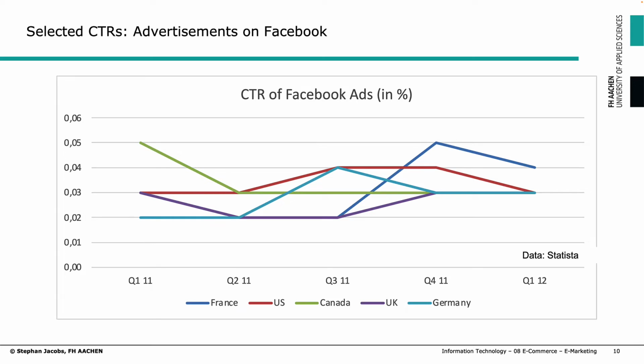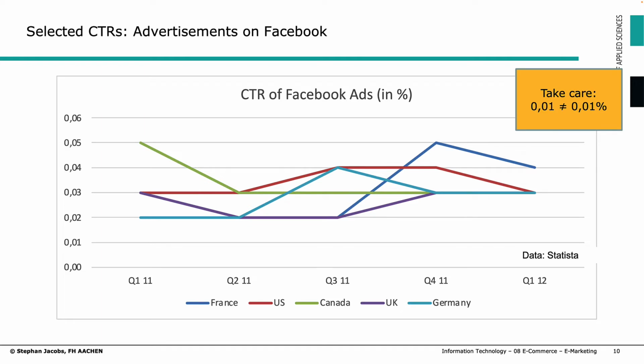Let's first look at the click-through rates of Facebook during the year 2011 going up to Q1 2012, for different countries. What you can see is that the CTR is given in percent, so be careful: 0.01 is unequal to 0.01%. What you can see here is that the level is roughly 0.03%, which is 0.0003. So what does it mean?